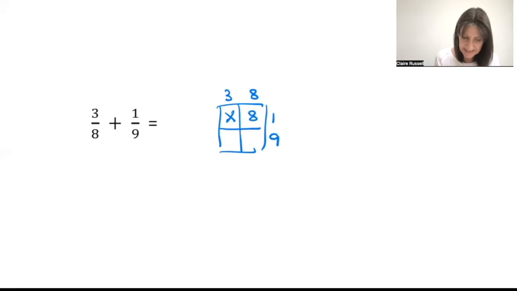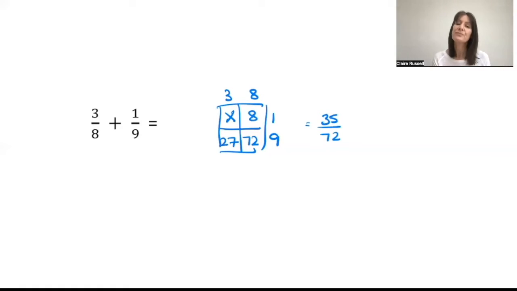1 times 8 is 8. 8 9s are 72. 9 3s are 27. Then check in with your question. Are you adding or taking? We're adding. So 27 plus 8 is 35. So I've got myself 35 over 72.